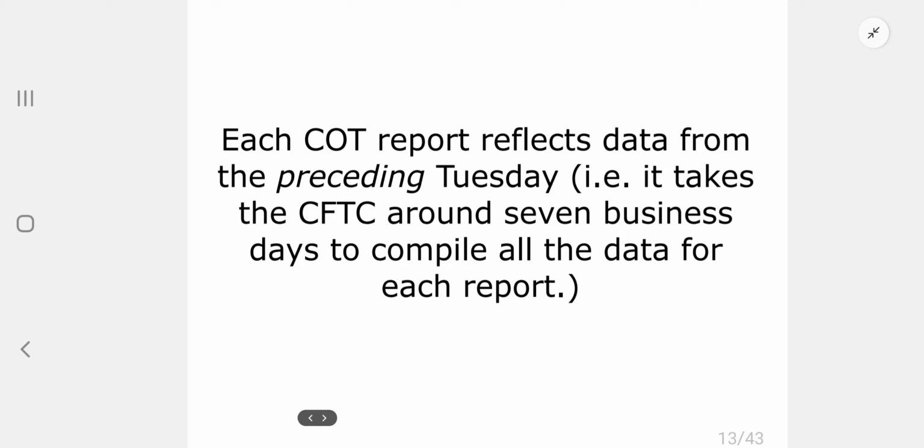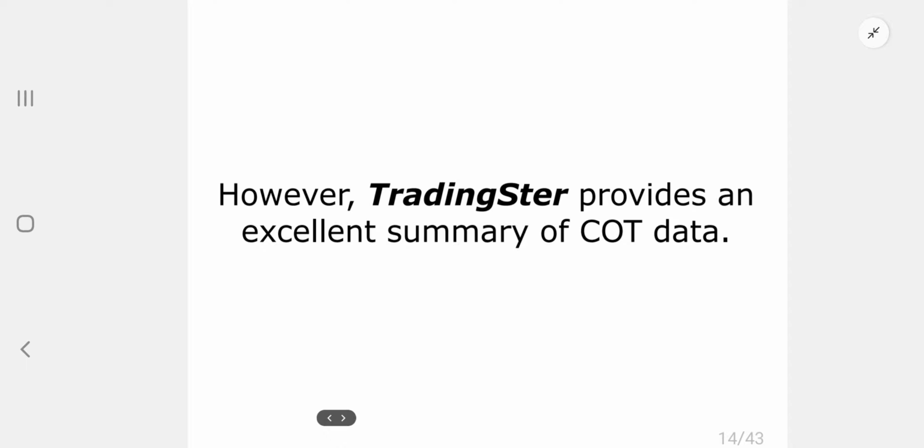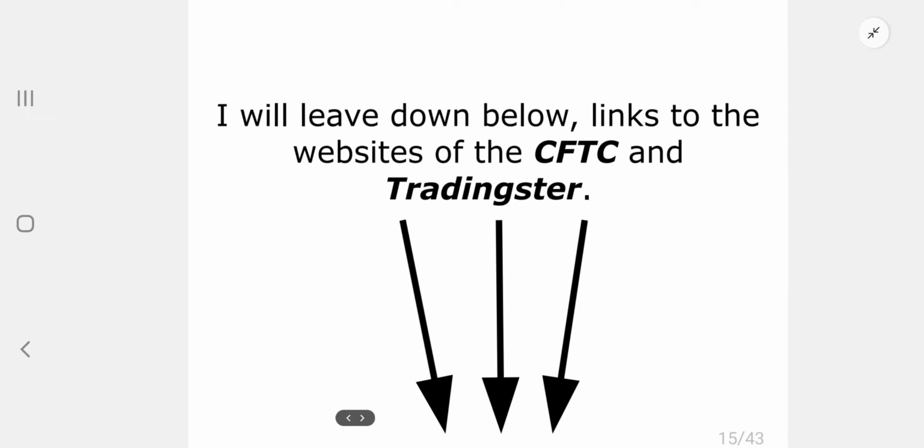Each COT report reflects data from the preceding Tuesday, i.e., it takes the CFTC around 7 business days to compile all the data for each report. However, TradingStar provides an excellent summary of COT data. I will leave down below links to the websites of the CFTC and TradingStar.